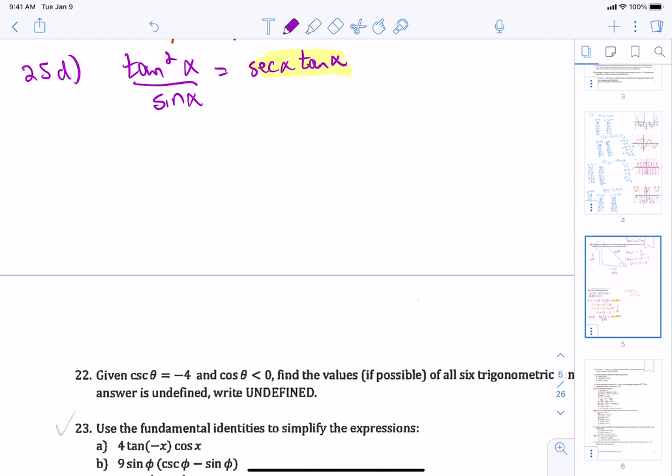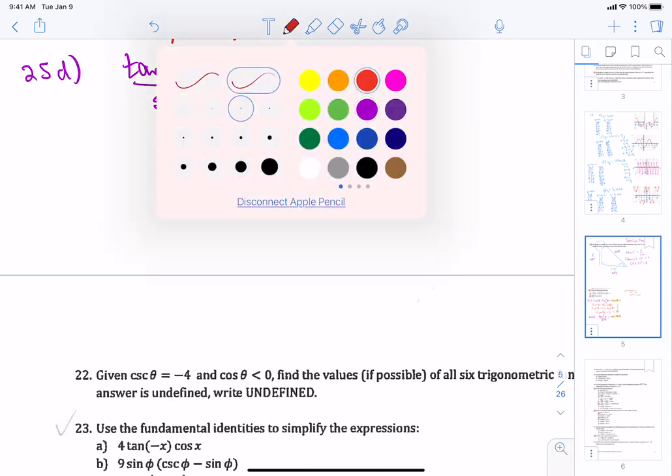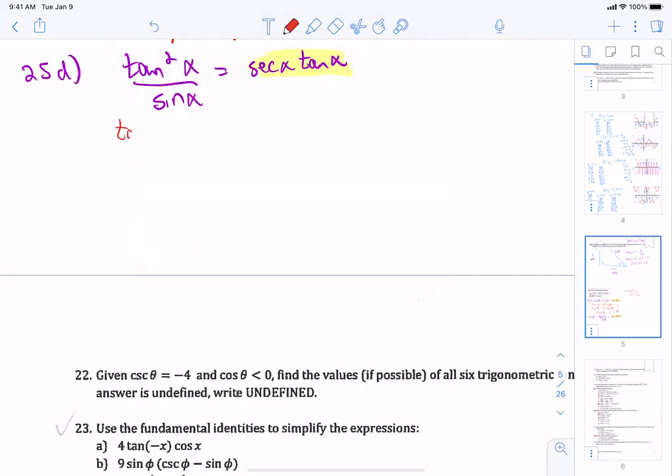So let's rewrite this left side. Let's write it as tangent times tangent over sine. The reason I do that is because I'm allowed to. I can split it. Because I need a tangent all by itself, why not pull out one of the tangents and write it alone? Leave it there. Let's see if this can somehow become a secant.